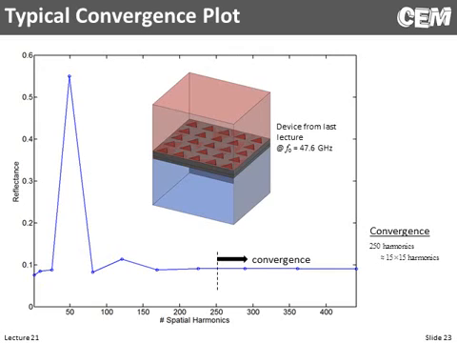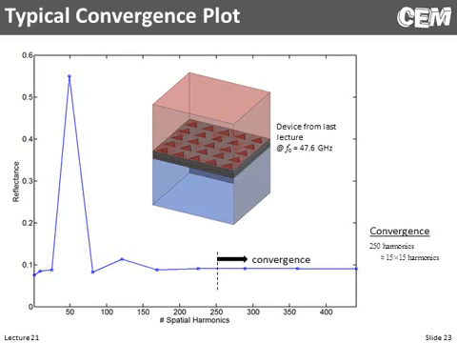So here's a typical convergence plot. And here we're modeling some kind of array of triangles, and we're plotting reflectance as the number of spatial harmonics is increased. So we get this anomalous spike, but for the most part, our answers are jumping around until finally they seem to settle out somewhere around 250 spatial harmonics. And by the way, 250 spatial harmonics is really 15 by 15 harmonics, but ends up being 250 total.